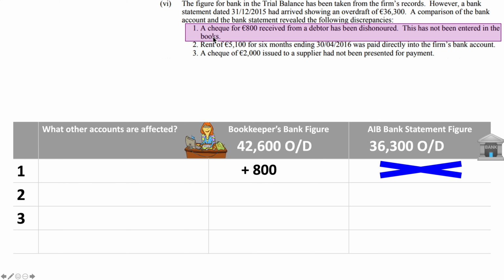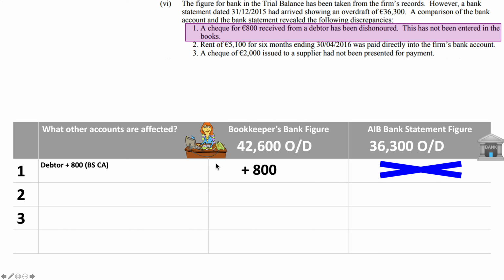Now, these two sentences do not say anywhere that the debtor is going bankrupt or has gone bankrupt. Okay, it does not say that anywhere. All right, so we basically just need to add the 800 back to the debtor.